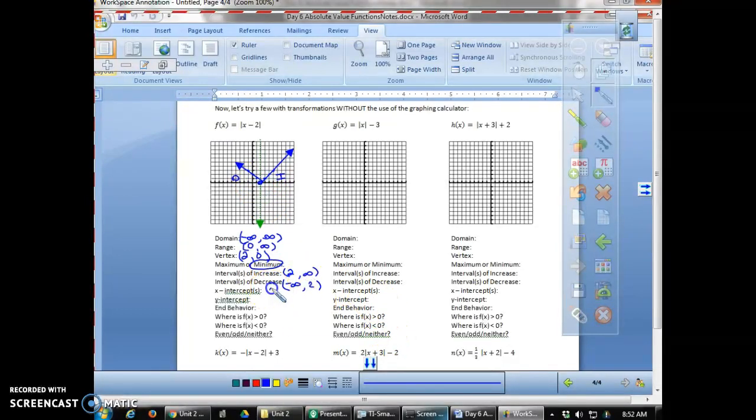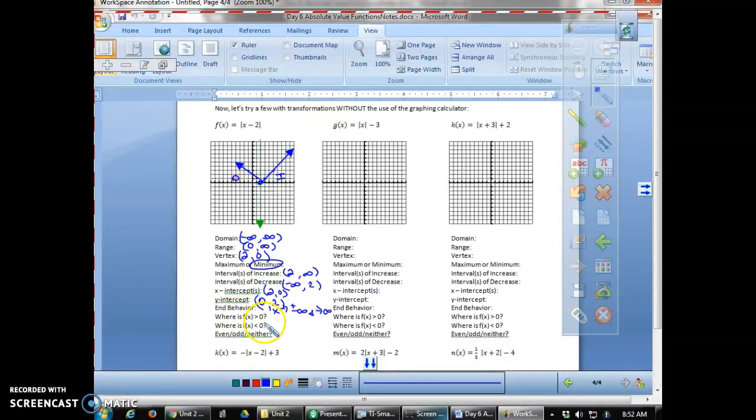X-intercept is what? 2, comma 0. The y-intercept, if I did it right, should be 0, 2. Okay, so you went up 1 over 1, up 1 over 1. So 0, 2. End behavior is as x goes to plus and minus infinity, y goes to infinity.